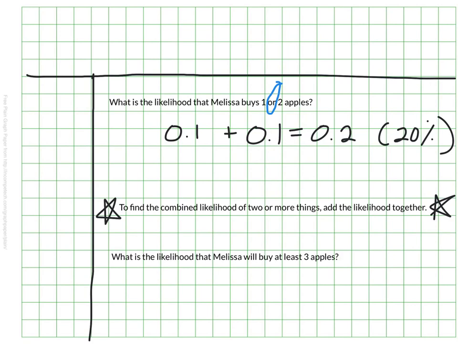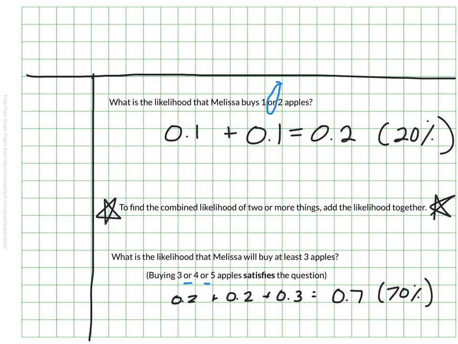What is the likelihood that Melissa will buy at least 3 apples? Now this time it doesn't say the word or, but what I'm really looking for is how to satisfy this question, which is that she could buy 3 or 4 or 5 apples. And since it's 3 or 4 or 5, right, I would have to add up all of those likelihoods to find the sum of all 3 possibilities. And of course that would mean that there's a 70% chance, it's pretty likely, that Melissa will buy at least 3, the 3 or 4 or 5 apples, 70% chance total.